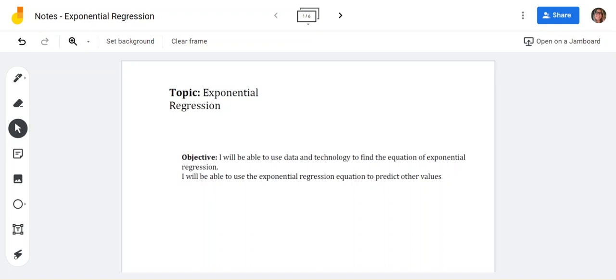Today we're going to be talking about exponential regression. We will be able to use data and technology to find the equation of exponential regression, and we will be able to use that equation to predict other values.